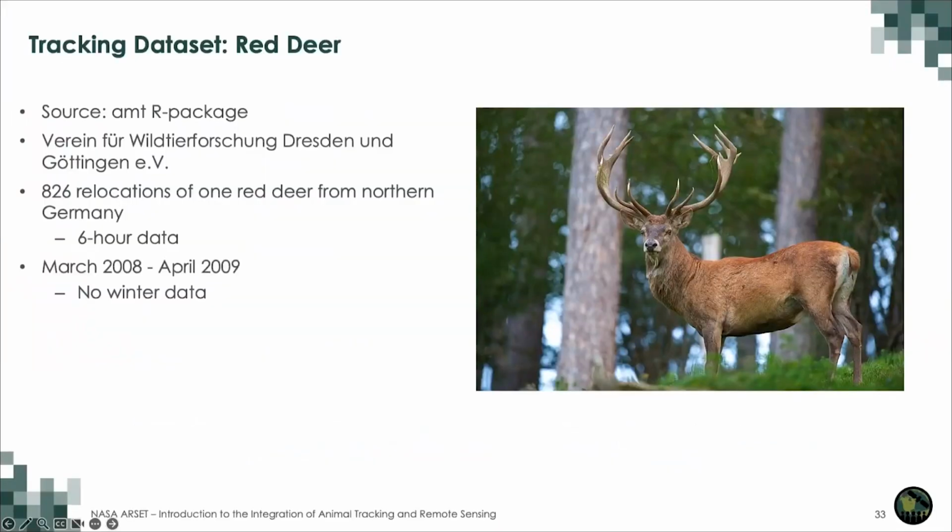We looked a little bit at this data set in the first part of the training. This data is a data set of relocations of 1 tracked red deer in northern Germany. This data set is built into the AMT-R package, which we're going to use extensively in this example. AMT stands for Animal Movement Tools, and this package contains a lot of convenience functions for cleaning animal telemetry data, visualizing it, and performing analyses, including home range analysis and step selection functions.